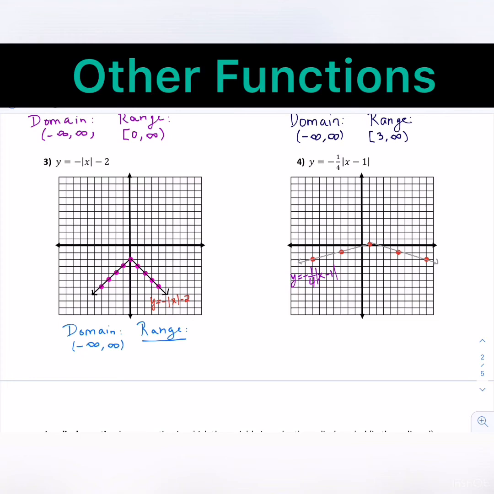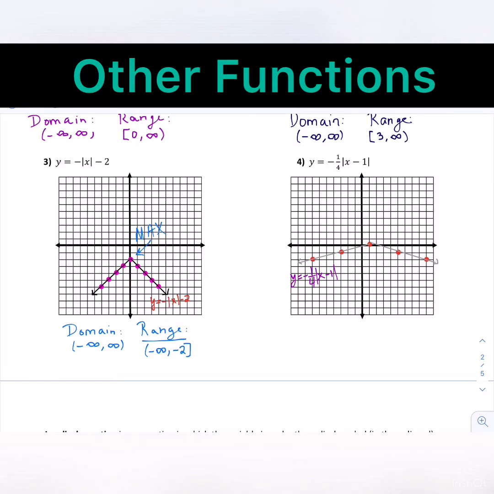So we are going to zero in on that vertex point. The highest point, because this is a maximum, the highest point is negative 2. So that means it's going to go from negative infinity all the way to negative 2, and then it stops there. You can also say y is less than or equal to negative 2.